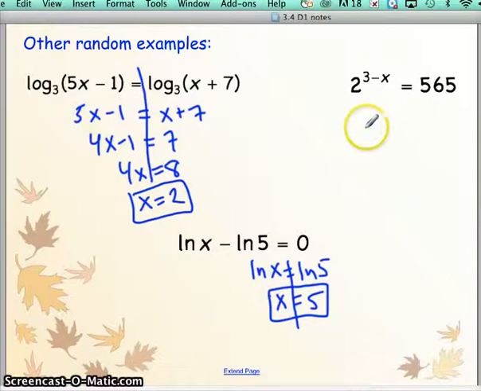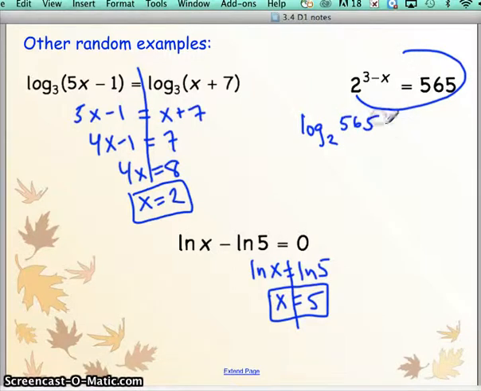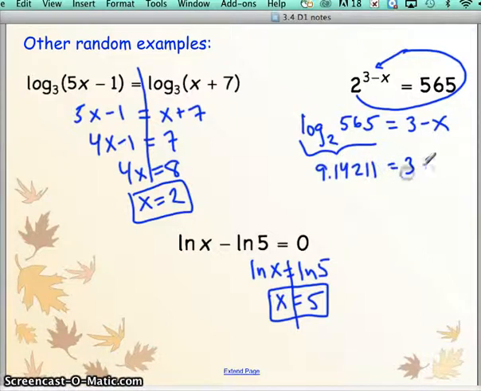And then this guy up here, we can swoop that into a logarithm. So we can do log base 2 of 565 equals 3 minus x. And you can type that in your calculator, log base 2 of 565, and you'll get 9.14211. And we're trying to get x alone, so we could subtract 3 from both sides, which means we're going to get 6.14211 equals negative x, and then divide by a negative 1.